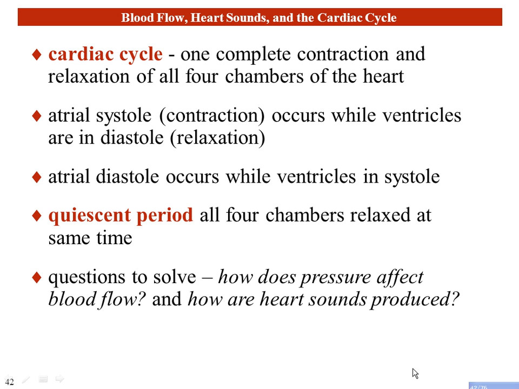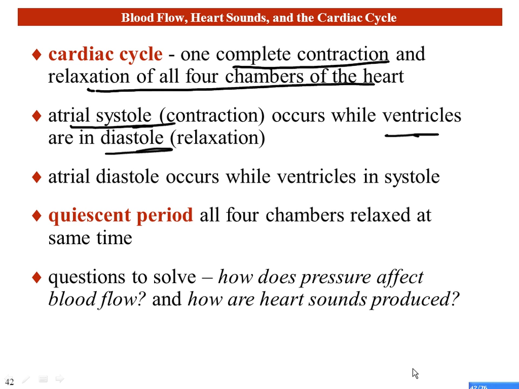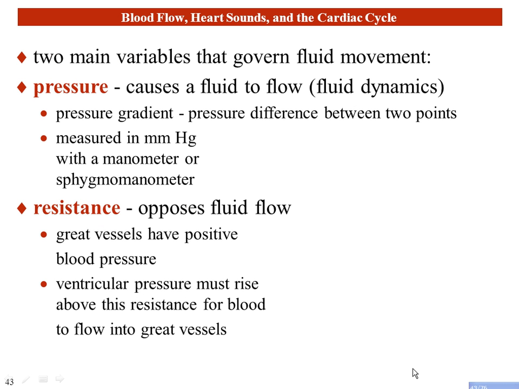Now, the next part, we're going to go over the different events of a cardiac cycle. When we talk about a cardiac cycle, it's one complete contraction and relaxation of all four chambers. So when the atria are in systole, the ventricles are in diastole. And then after that, the ventricles go into systole and the atria go into diastole. And after that, there is what we call a quiescent period, where all four chambers are relaxed at the same time. Those events constitute a cardiac cycle.